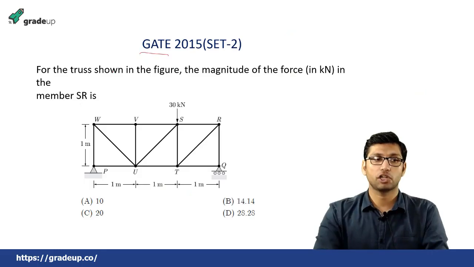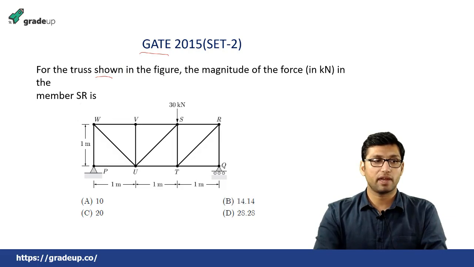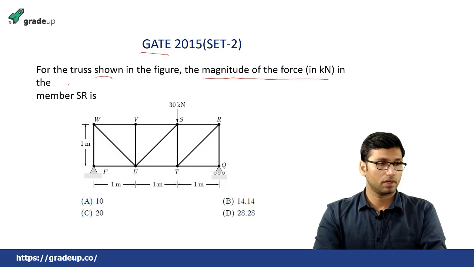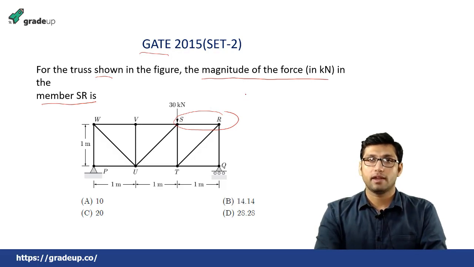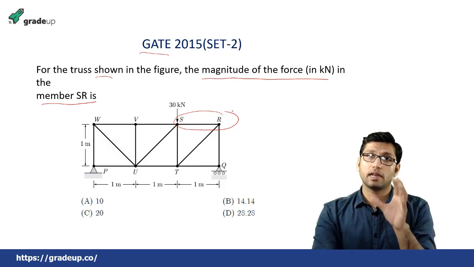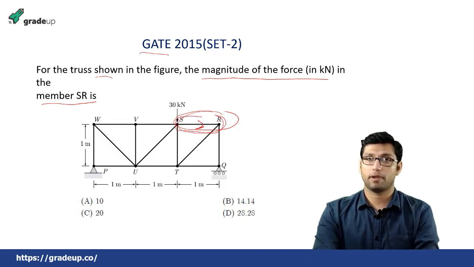Now this is again a question of truss which was asked in GATE 2015 set 2. In this question it is given that this is a truss, and you have to find the magnitude of force in member SR. I have told you that there are two methods of finding the unknown forces in a truss, method of joint and method of section. If you have to find the unknown force in a particular member, this member SR, you have to use method of section.